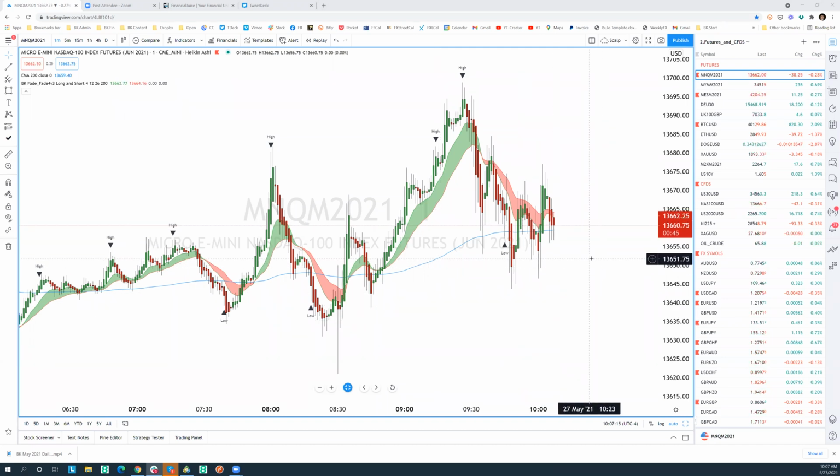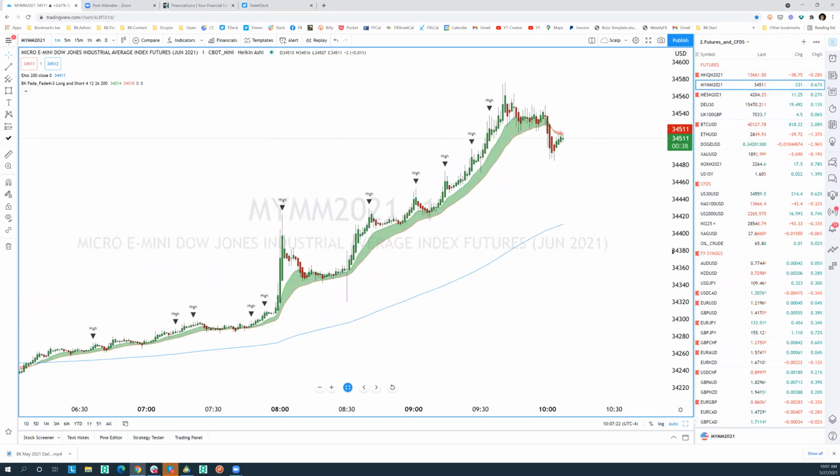So not much price action now. The Dow is really, impressively outperforming everybody else.